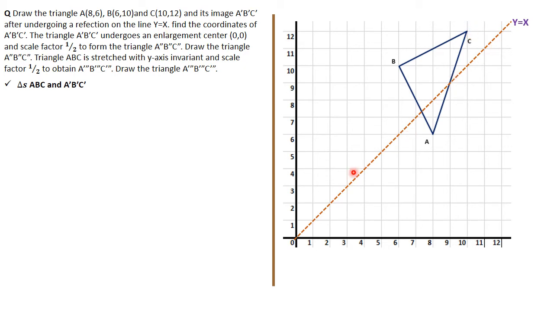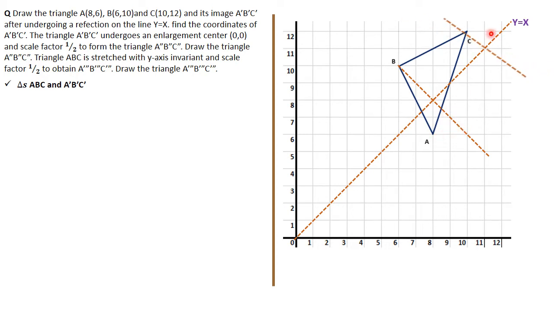As we reflect this, I need to say a few things. If we are reflecting the point B, it means B will cross the middle line to the other side, an equal distance, and such that the line y equals x is perpendicular to the line from B to B prime. So this is what it means. This line must be perpendicular to B prime, and the distance from B to the middle line should be the same as from the middle line to B prime. And that is the same thing for A and for C.